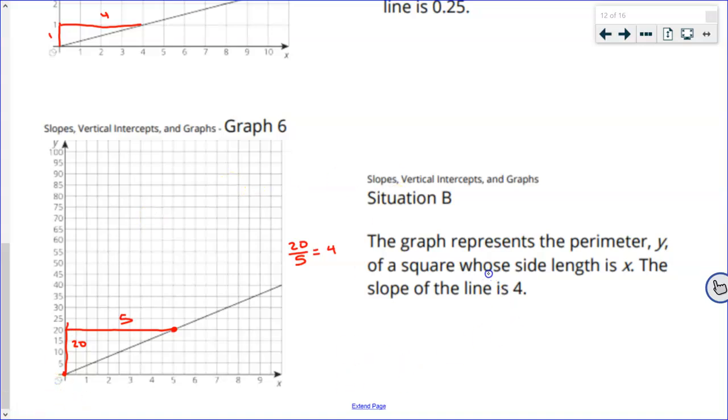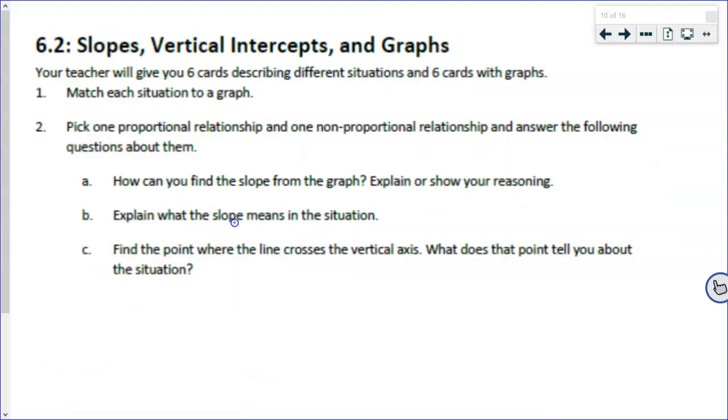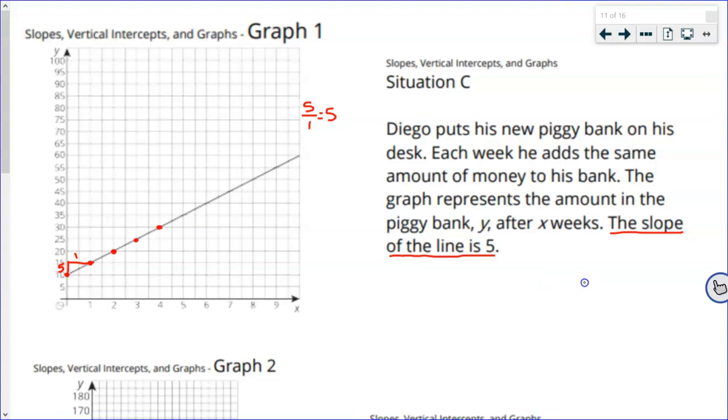The next thing that we're going to be doing is we need to ask the question, what does the slope mean in each situation? So what does it mean? Remember that the slope is rise over run. But the rise, as it says in this thing, the graph represents the amount in the piggy bank, which is Y. That's our rise. So the amount in the piggy bank is measured in dollars. Over X, that's our run, and that is weeks. So what does 5 over 1 really represent? That's the dollars per week.